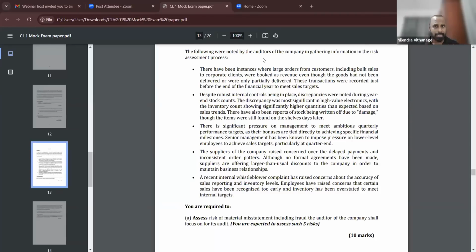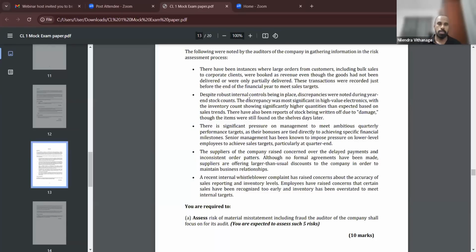When you are answering a risk assessment question, you have to say which assertion is overstated or understated. Earlier one, revenue overstated. Next, this one, inventory overstated. You have to say which assertion, valuation overstated.